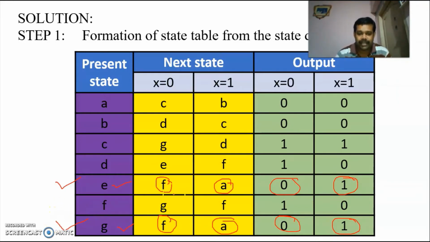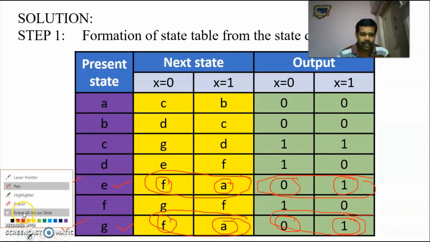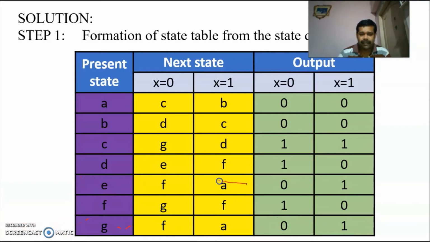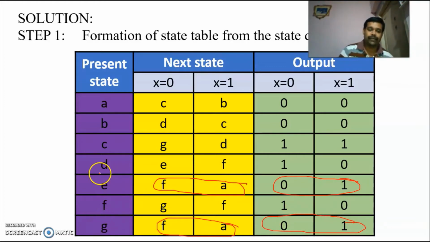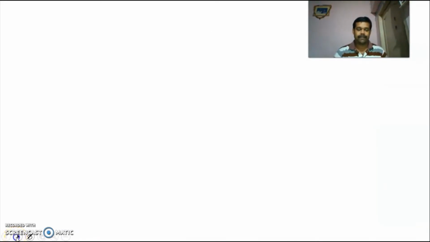Why? Because they are having the same next state and the same output. Since E and G are having the same next state and the same output, E and G are equivalent states. So you can reduce one state. Instead of E and G, we can take only E. I will explain it in the next step.